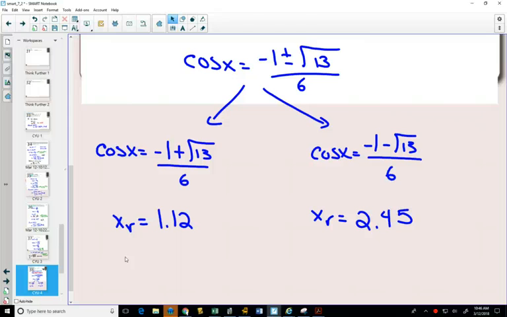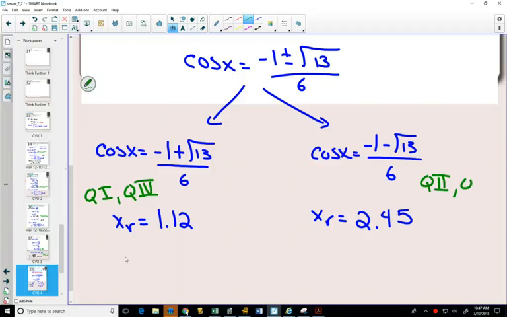So this one's positive. In fact, I know that on this side, I'm going to be looking for answers in quadrant 1 and quadrant 4. But on this side, I have -1 minus square root of 13. The top of that fraction is going to be negative, and so cos x is negative, telling me this side's going to be in quadrant 2 and quadrant 3. But when we find our reference angle, we have to do cos inverse of the positive value. And that is hard to see, that mistake.